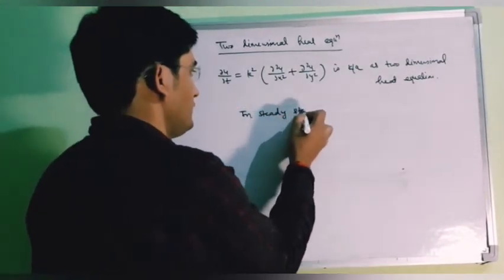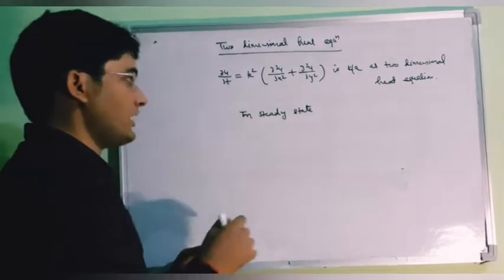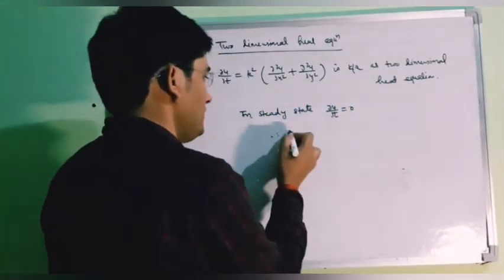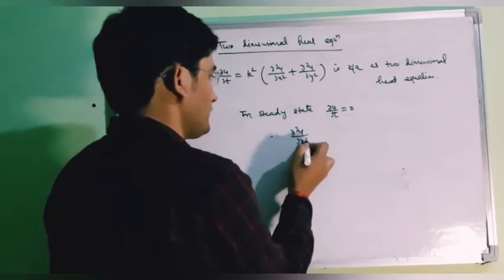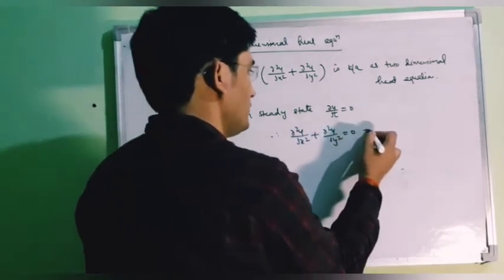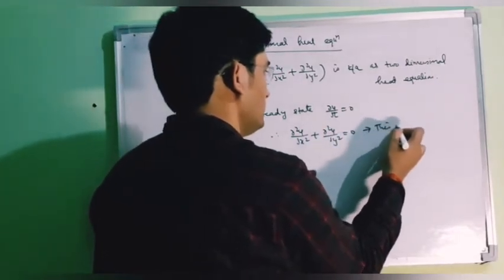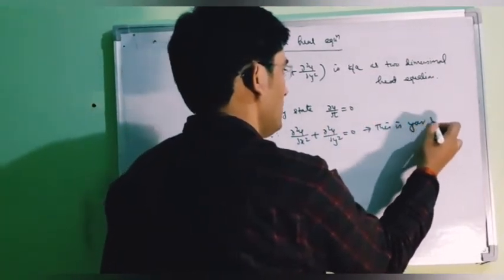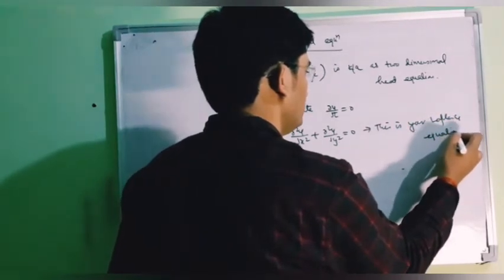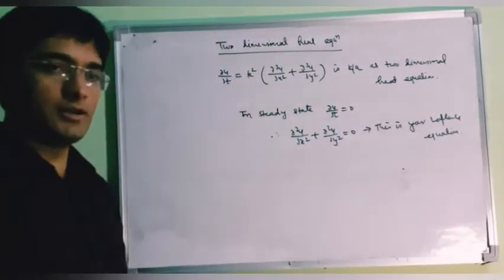that means when your temperature does not depend on time, your ∂u/∂t will be 0. So we have ∂²u/∂x² plus ∂²u/∂y² equal to 0, and this is known as your Laplace equation. So this is known as our Laplace equation.